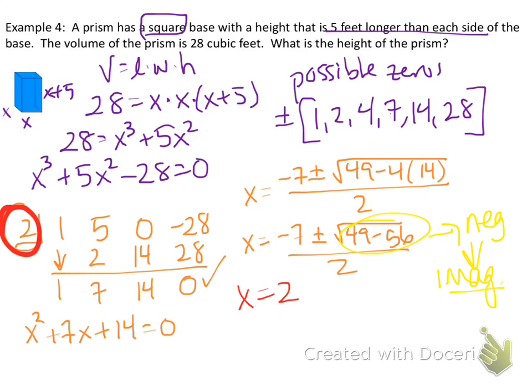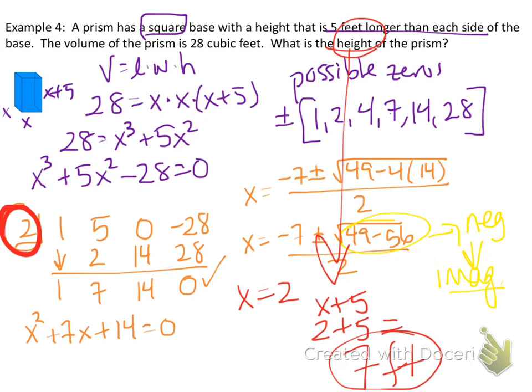So x has to equal 2. I'm asked to find the height of the prism. The height is x plus 5. Plugging in 2, I get that the height is 7 feet.